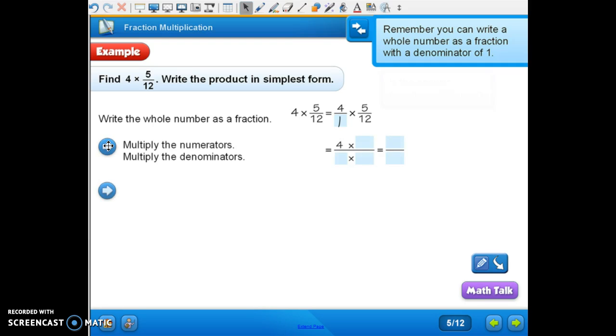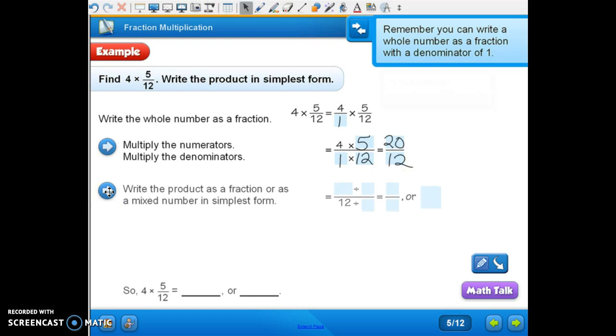Multiply the numerators. So 4 times 5 is 20. Multiply the denominators. 1 times 12 is 12. Write the product as a fraction or as a mixed number in simplest form. So 20 over 12, we can divide each of these by 4 to simplify it. 20 divided by 4 is 5. 12 divided by 4 is 3.